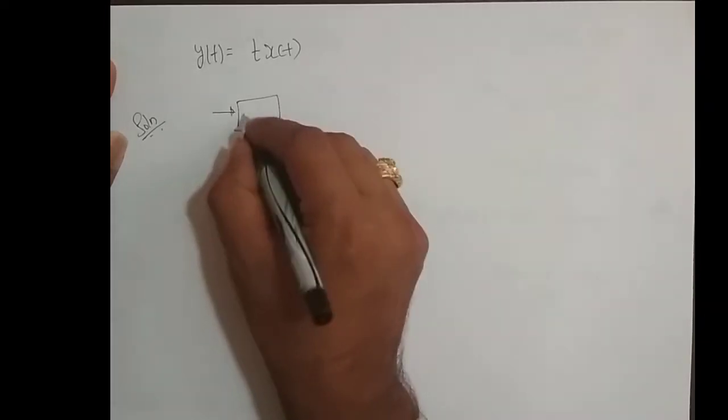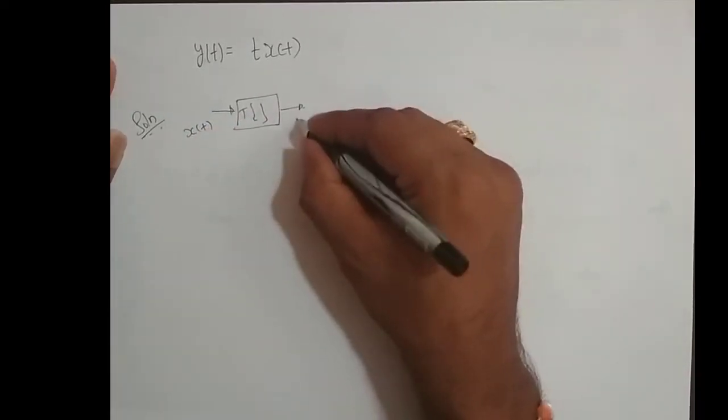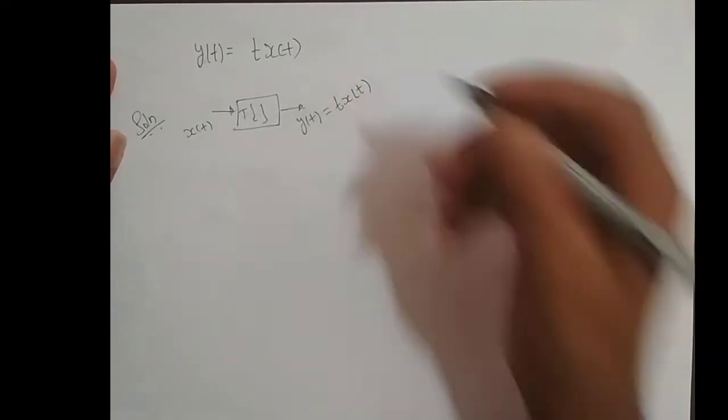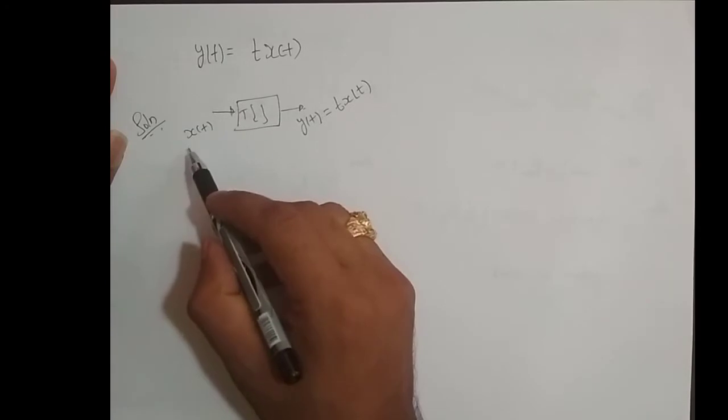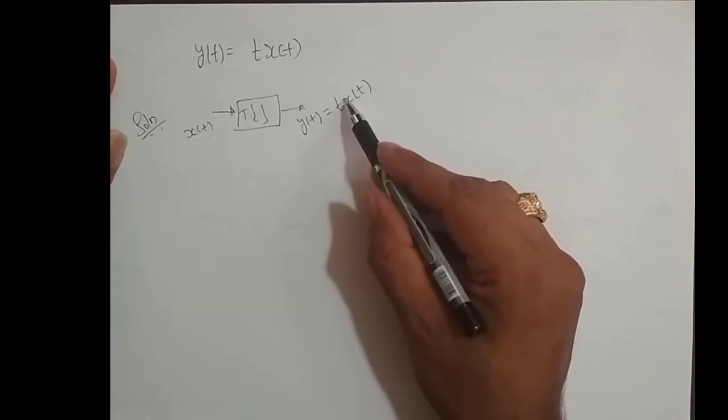Okay, we'll write the system first. So we have a system where the input we are feeding is x of t, and the output from the system is y of t. And what is y of t? T times x of t. We shall understand the system first. If I feed input to the system, what is the output I am getting?